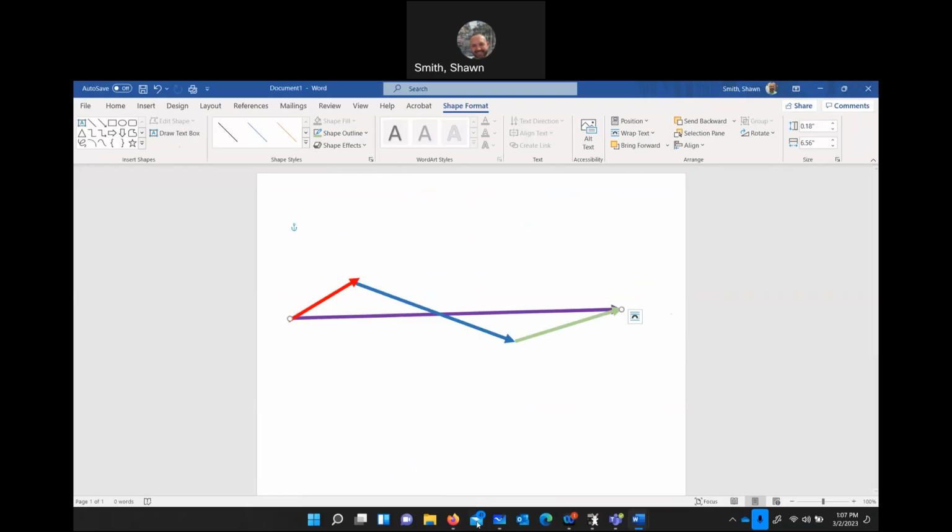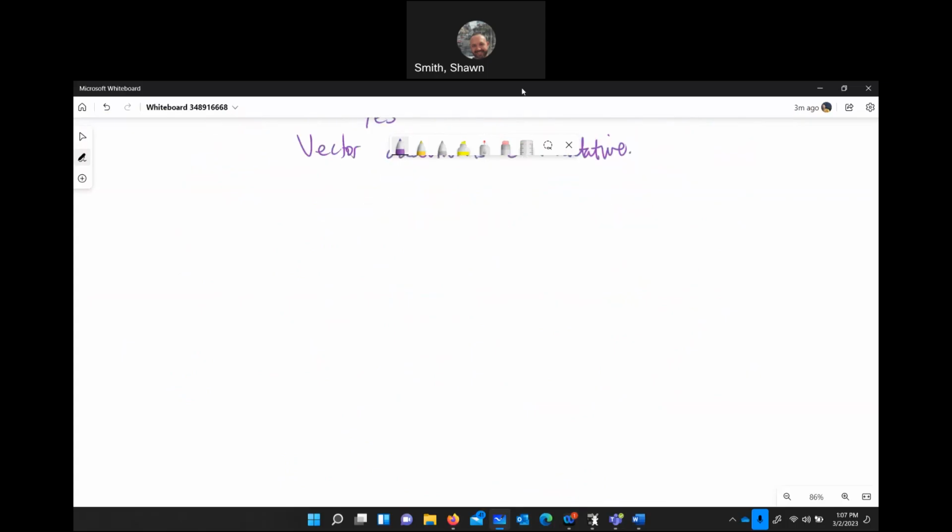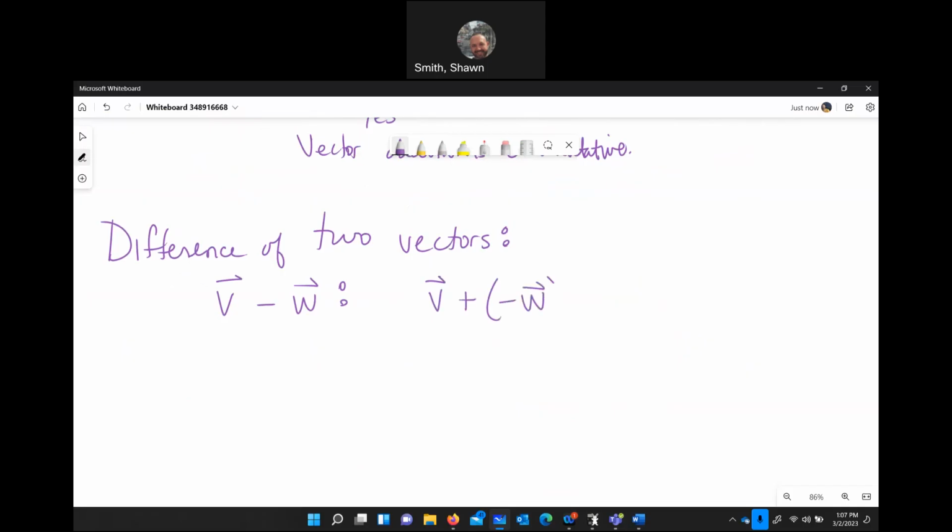All right, so let's look at vector subtraction now. Difference of 2 vectors. So vector v minus vector w. You have to look at this as vector addition. This is vector v plus a negative vector w.